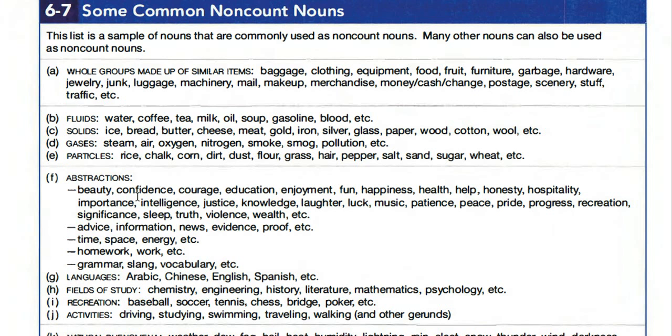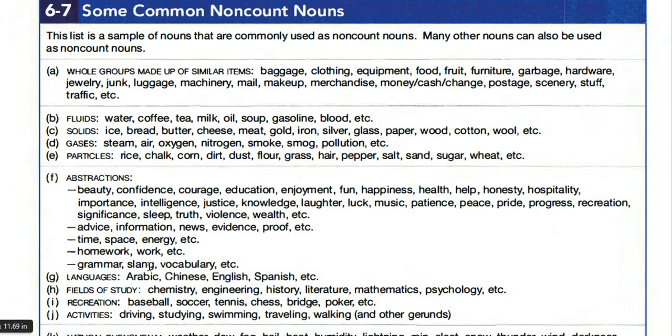Abstractions, we have beauty, confidence, courage, education, enjoyment. So these are abstract or concept words. They shouldn't be used with plurality. And here you have advice, homework, work, evidence, proof, wealth, patience, peace, pride, progress. All of these words should be non-countable.